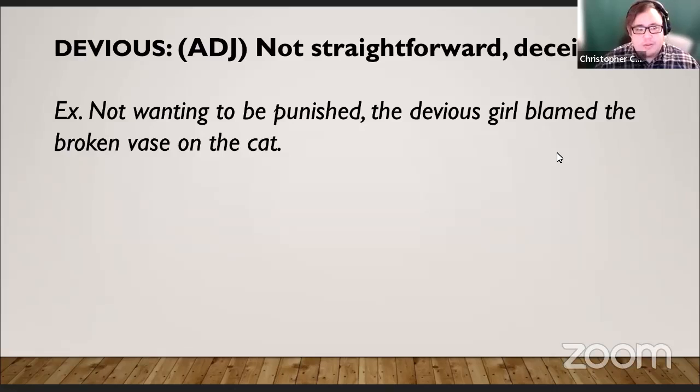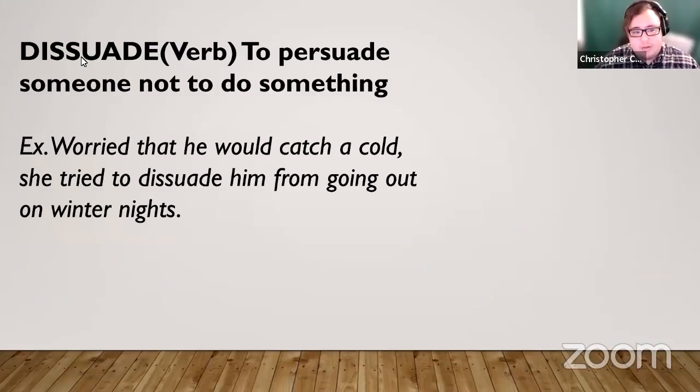Okay. This one, it's called dissuade. You've probably heard the other word, because this one is the opposite: to persuade someone not to do something. If you remember what persuade is, it's convincing someone to do something. This one means convincing someone not to do something. So we have persuade and dissuade.